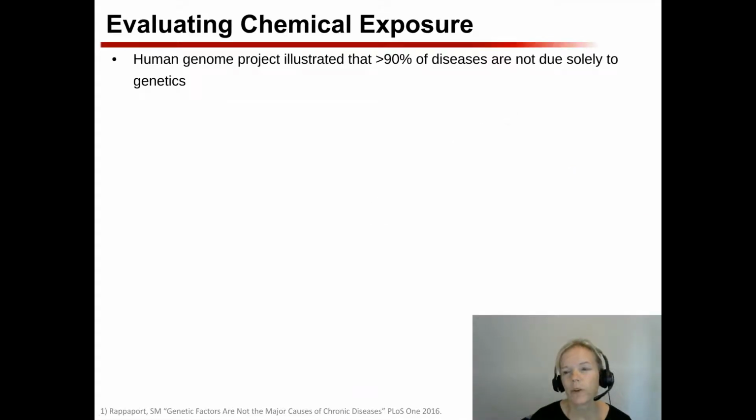So why we're really interested in this project is when the Human Genome Project was finished, it illustrated that greater than 90% of diseases are not due solely to genetics. And this was done through studies of monozygotic twins where they saw that they didn't die in the same way. And there had to be some environmental exposure that was causing these people to actually have different ends of their lives or ways that they died.